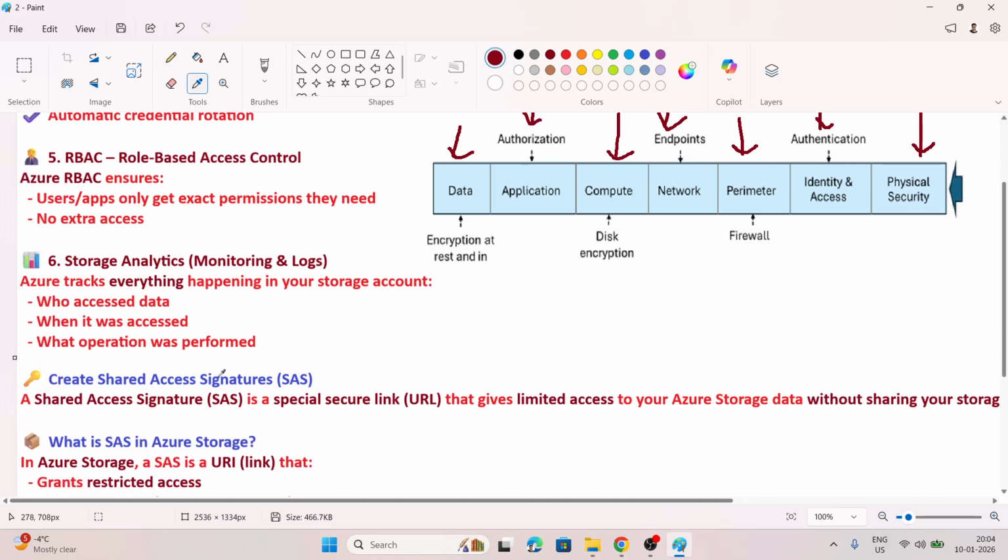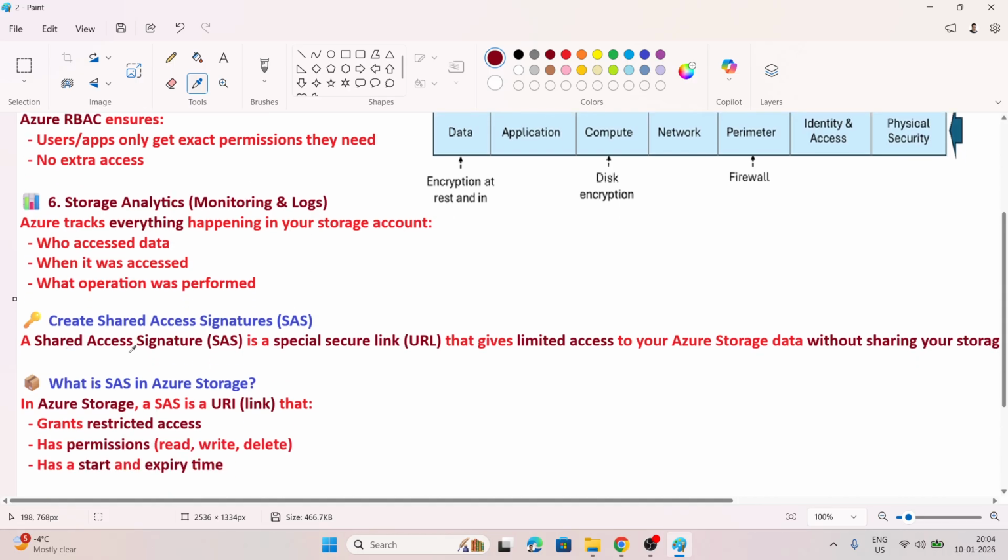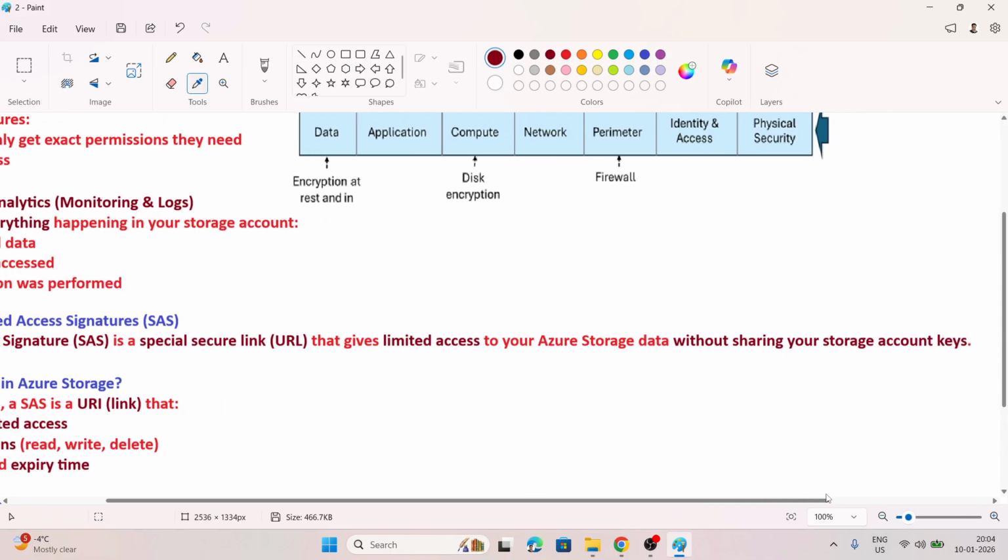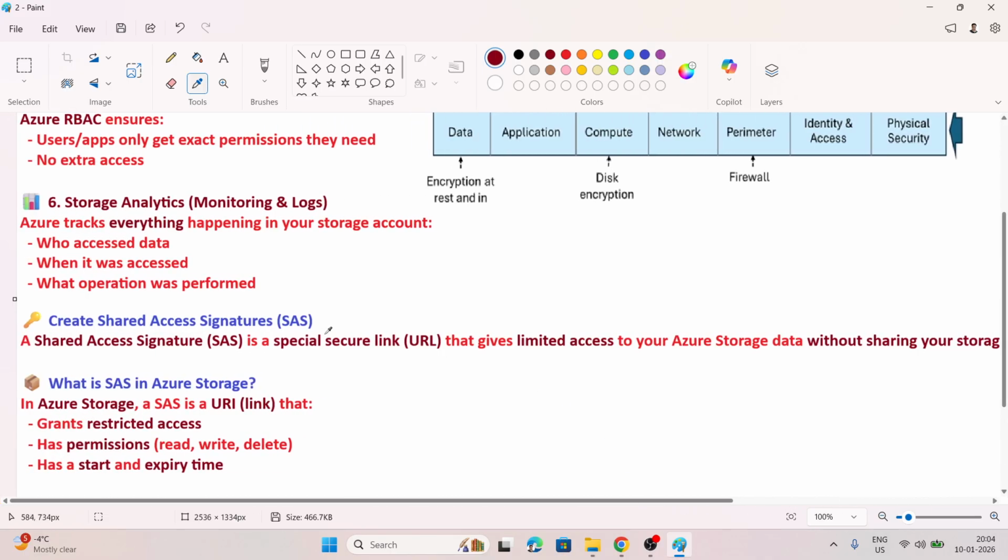Then create shared access signature, like SAS. A shared access signature is a special link, a URI actually, that gives limited access to our Azure storage data without sharing our storage account keys. In this shared access signature, it has permissions, it has security. That is why it is known as URI. A URL is simply, we can say, a website address. A URI has special permissions, then security included, security keys. That is why it is known as shared access signature.